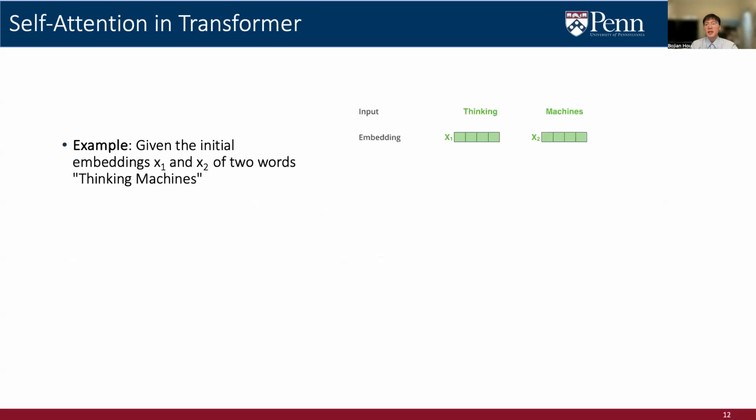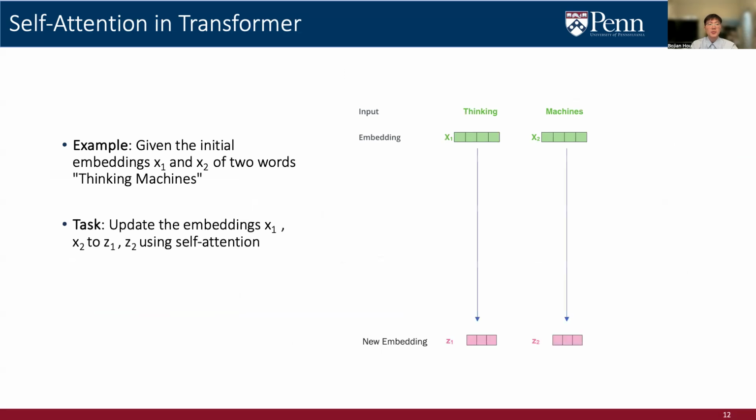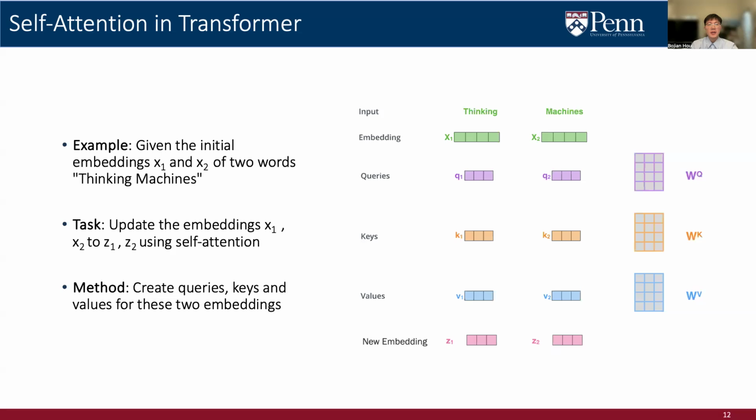Now we use a concrete example to show how to calculate the attention score and how to get the final embedding Z step by step. Given the initial embeddings x1 and x2, the task is to update the embeddings x1, x2 to z1, z2 using self-attention. The method is firstly to create queries, keys, and values for these two embeddings by utilizing these three parameterized matrices WQ, WK, and WV.